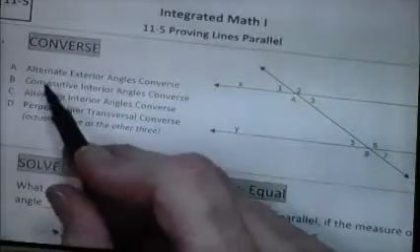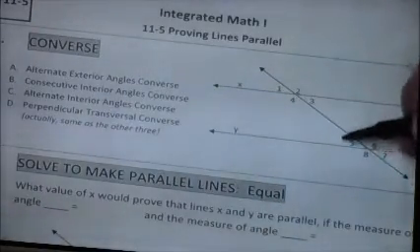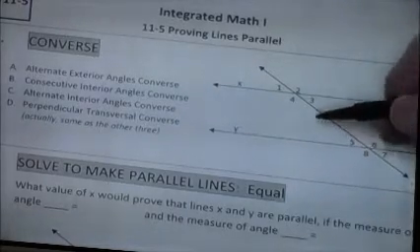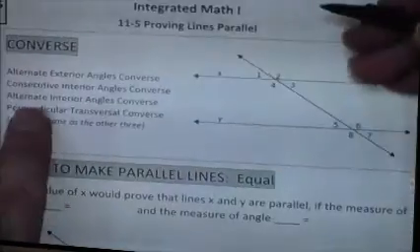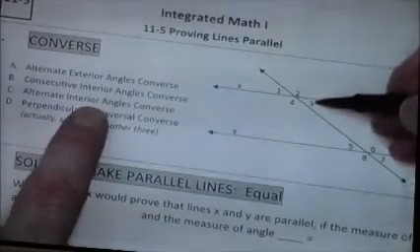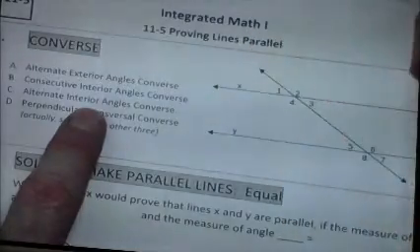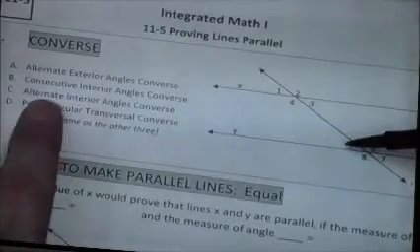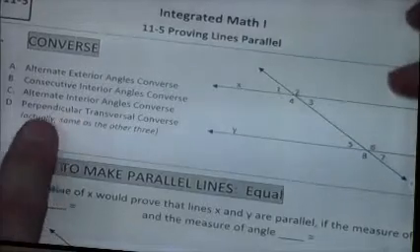Consecutive interior are the ones that are inside on the same side, because they're consecutive and they're inside. They add up to 180 if these two lines are parallel. Alternate interior ones are like 3 and 5. They're interior, inside the two parallel lines, or what should be parallel. And they're on opposite or alternate sides. And 4 and 6 are also alternate interior.